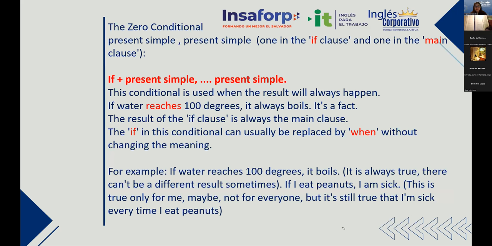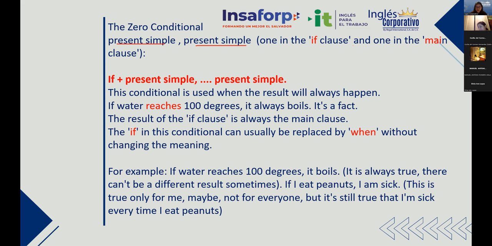Nice. Okay, well, remember we were talking about zero conditional. When do we use this structure? Zero conditional is the structure when we use present, present, right? As you notice, the sentence has two parts. One is the if clause and the other is called the result clause, right? So both are present. This is the easiest conditional. The only thing you have to worry about is if you have to use the third person.